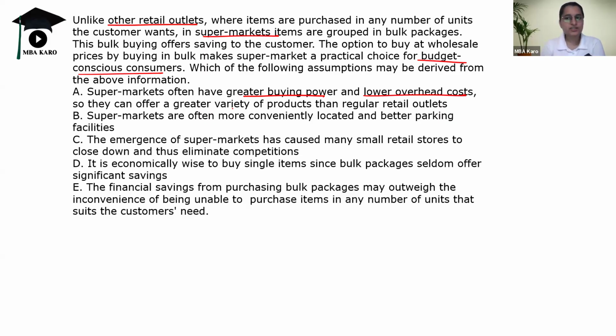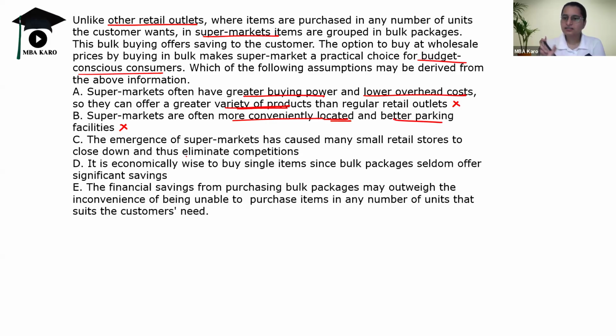Like the statement, the question is about a budget conscious customer going to the supermarket, buying things in bulk. The question is not about variety of products, so it is not implicit. B says supermarkets are often more conveniently located, with better parking facility. Location and better parking facility is out of question. C says, emergence of supermarket has caused many small retail stores to close down and thus eliminate competition. We are not discussing competition here.